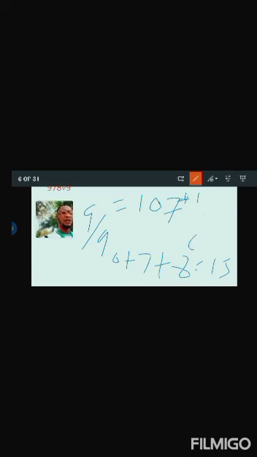Remainder 6, so it's going to be 6, 6, 6. So the answer is going to be 10. 7 plus 1 is 8. So 108.666. That's going to be our answer. 108.666. I believe you all got that clearly.